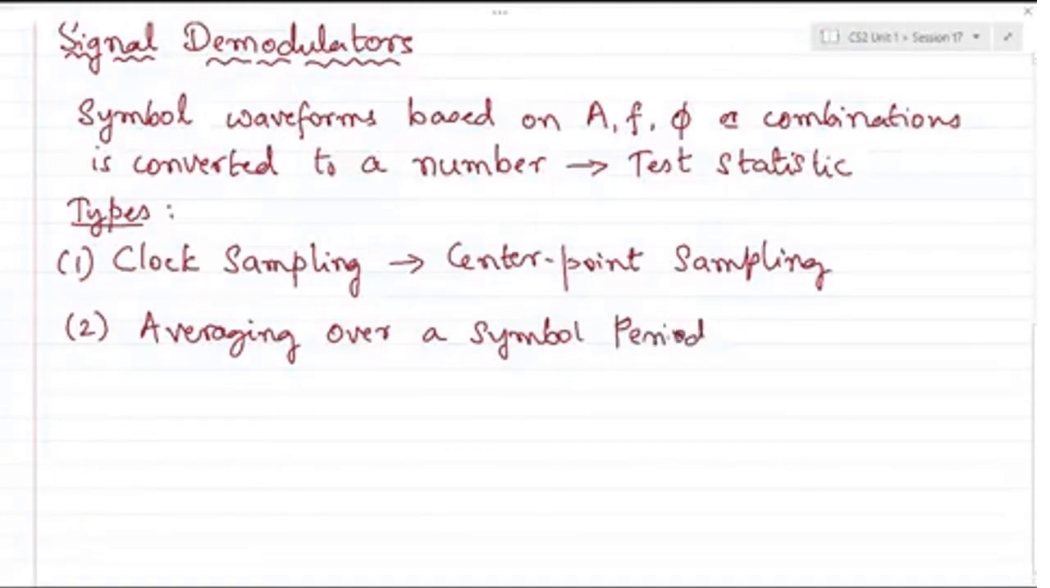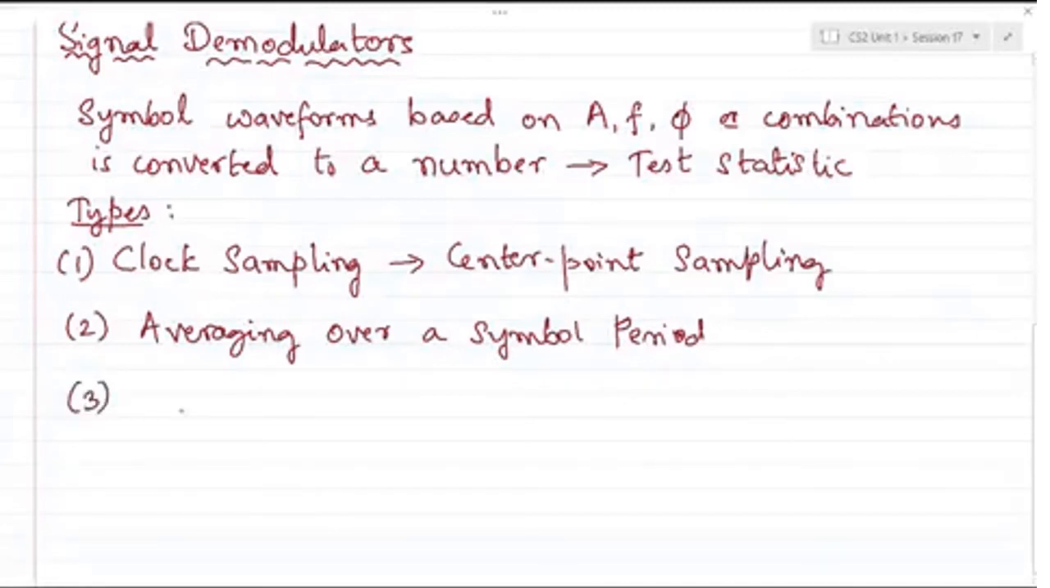All we need is to convert these continuous waveforms into a number. If I take samples of those continuous waveforms with respect to a clock and convert them to a number, such a demodulator is known as a clock sampling receiver. And if I wait for one complete symbol period and take an average of the values over that symbol period, that can also be converted to a number, which can be regarded as a test statistic.